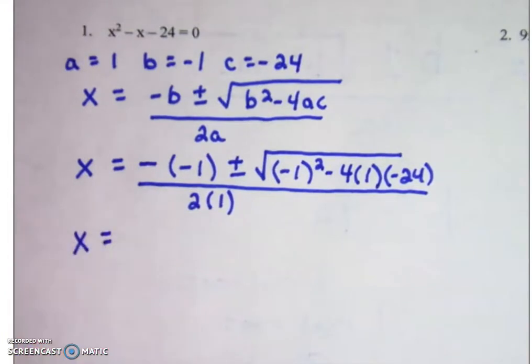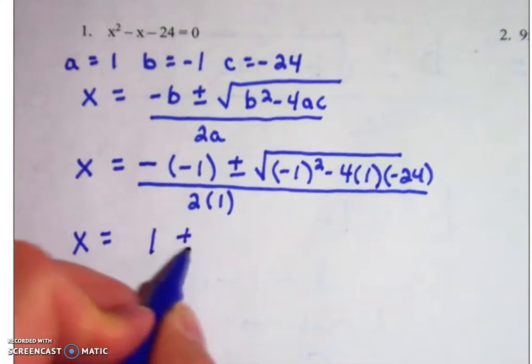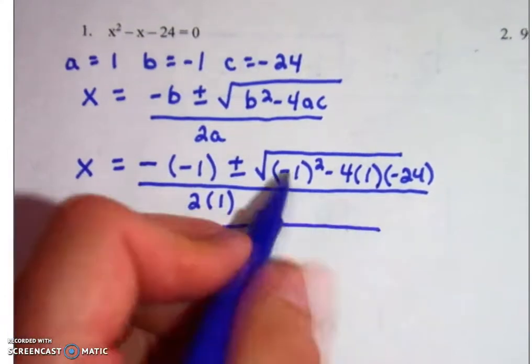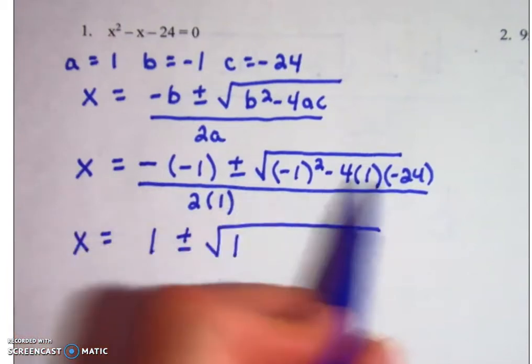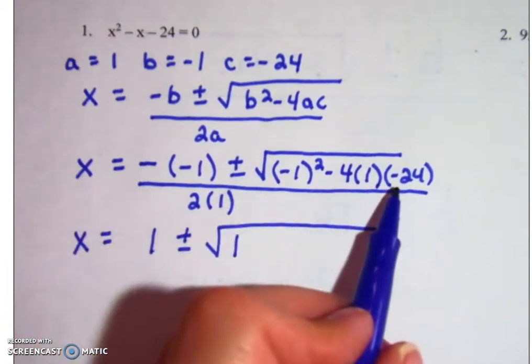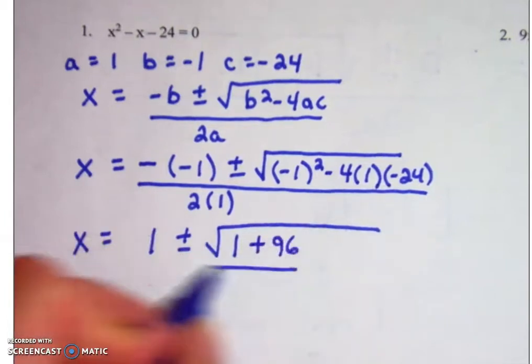Again, finding your x-intercept. So the opposite of negative 1 is positive 1. Plus or minus square root. Negative 1 squared is positive 1. Now, you have a negative 4 times 1 times a negative 24. This turns to a positive 96. All over 2.